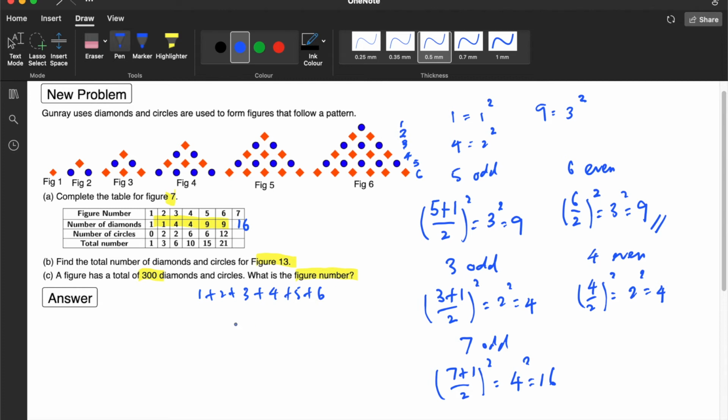Right, so obviously we can just add up all these numbers using our calculator, but that would be a big problem if the figure number is very big. For example, figure 13, which we're going to answer next. So let us try to see whether we can find a more effective way of finding this sum. One of the tricks is to do this. We're going to add another layer of this, but we're going to do it in the opposite way.